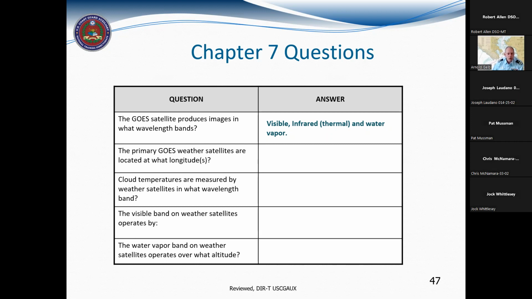Then the primary GOES weather satellites are located at what longitude? We already talked about that. 75 and 135, and then the spare is located roughly in between at 105. Then cloud temperatures are measured by weather satellites in what wavelength band? Infrared band. Long wavelength infrared, yes. And the visible band on weather satellites operates by reflected light. And the water vapor band on weather satellites operates over what altitude?